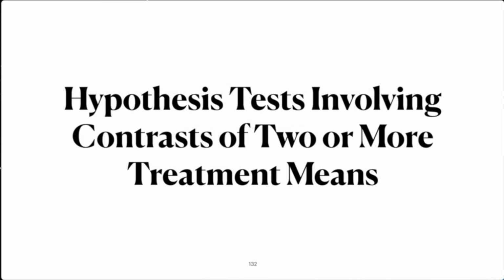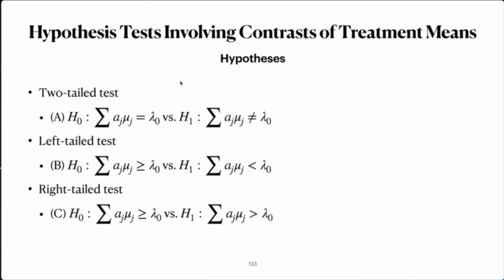All right, next we'll look at a hypothesis test involving contrasts of 2 or more treatment means. And so here we have the hypotheses, and these look very similar to the hypotheses in the previous subsection, the only difference being that now we're talking about not just a difference, but really any contrast between 2 or more treatment means. And so we'll express that contrast as a linear combination here.